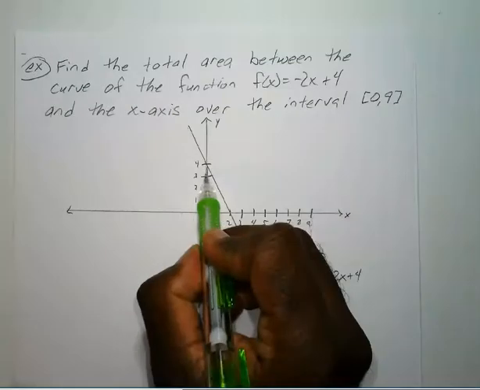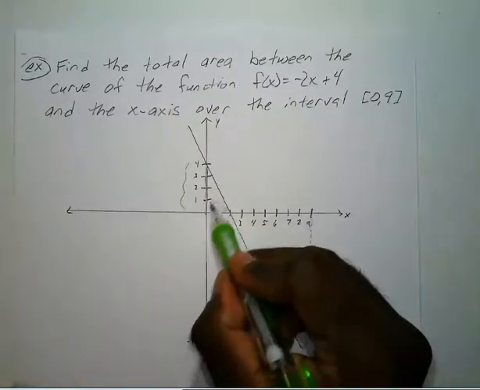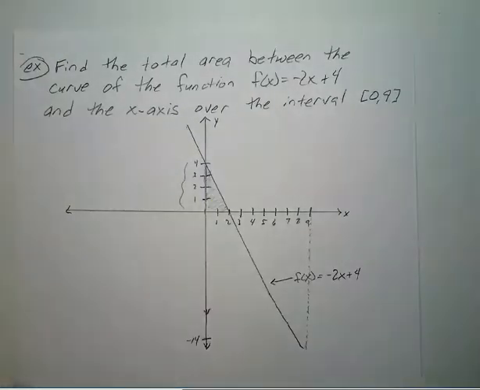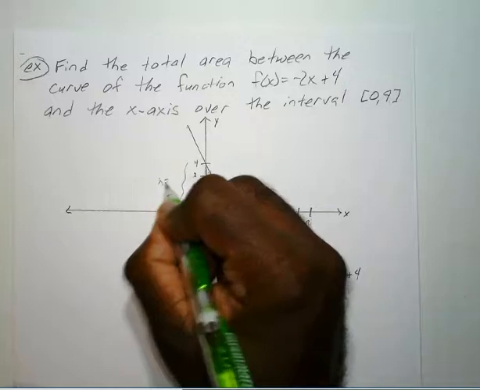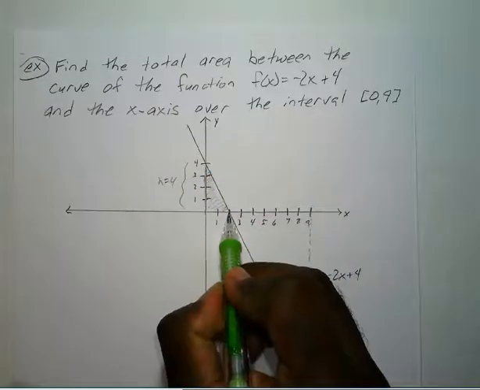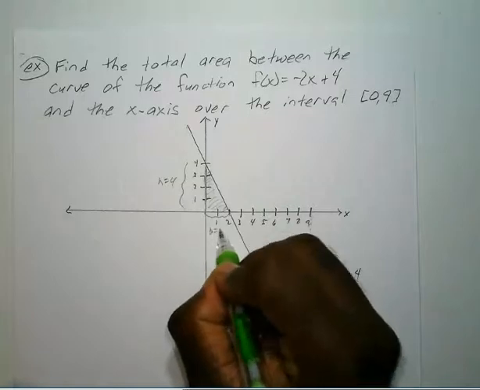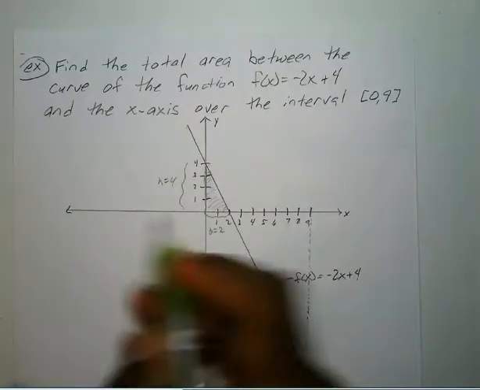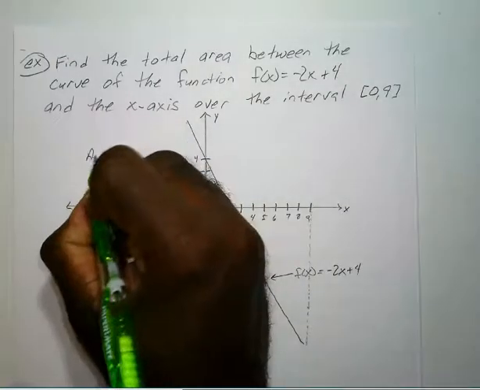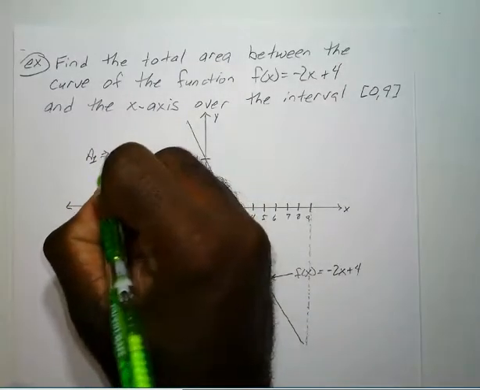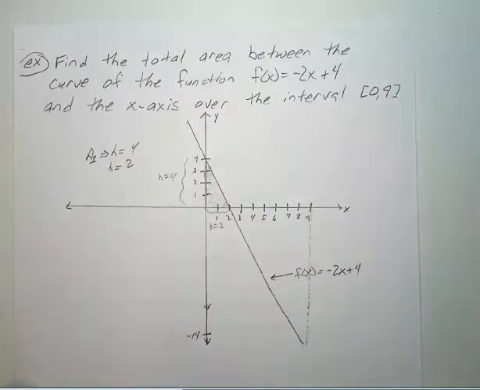We see that the height of our A1 is equal to 4 because you're going from 0 to 4. And our base goes from 2 to 0, so our base is equal to 2. So for our A1, our height is equal to 4 and our base is equal to 2.